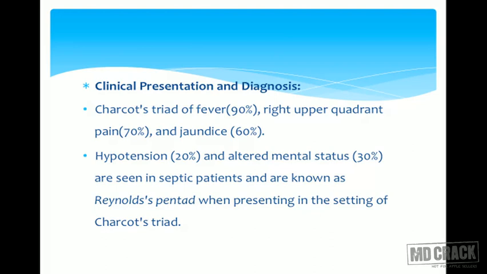So what is the clinical presentation of cholangitis? The classical described is Charcot's triad, which is fever, seen in 90% of the patients, right upper quadrant pain, seen in 70% of the patients, and jaundice, which is seen in 60% of the patients.